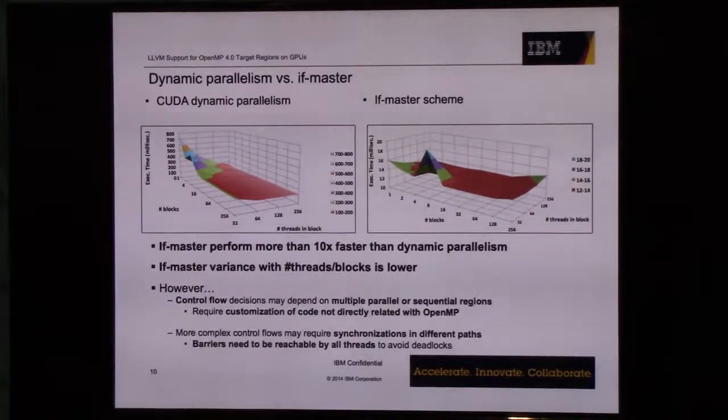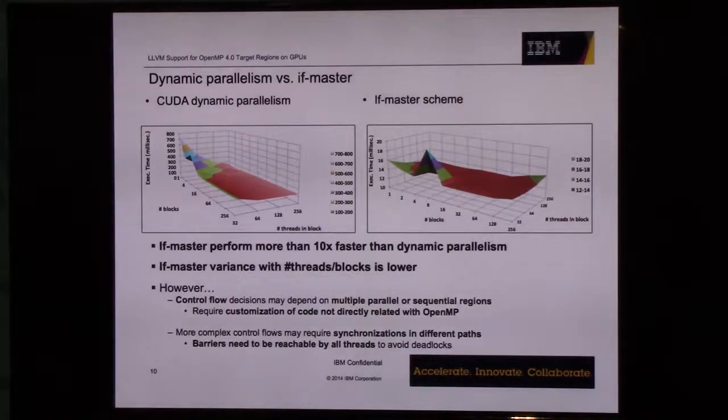However, there are still some problems with the if master approach, and I'm not going into much detail here, but if you have more complex control flow, or results being generated in parallel regions to be used in sequential regions, you may need to go to each statement in my code and adapt it to an OpenMP implementation, which would be highly disruptive to the compiler implementation. Another thing is that with a more complex control flow, I may have different synchronizations in different paths, and some threads are going to reach that synchronization while other threads are not. The result is that we'll have a deadlock, and we don't want that.